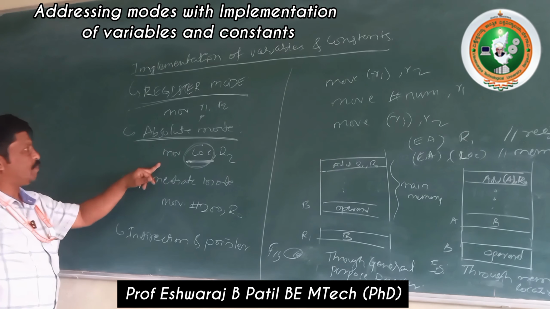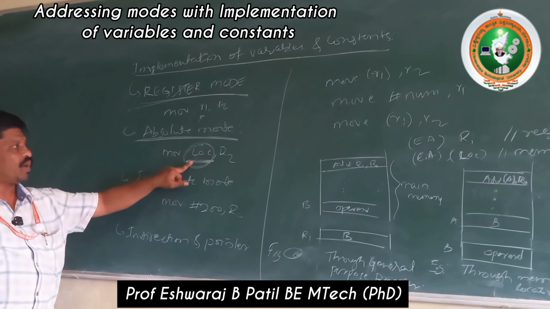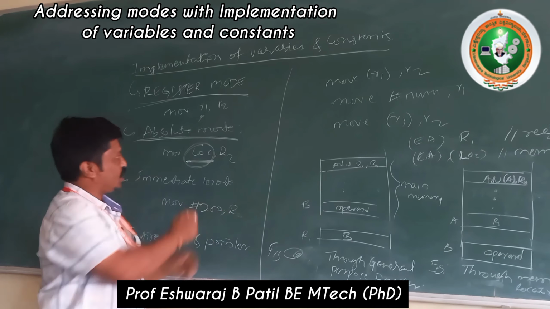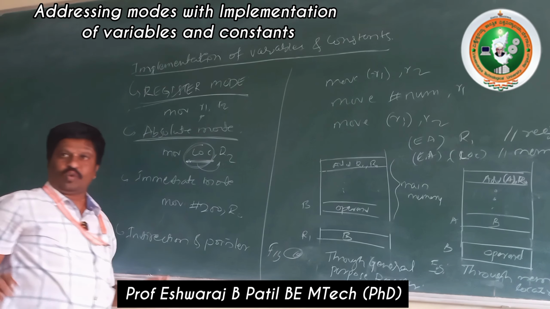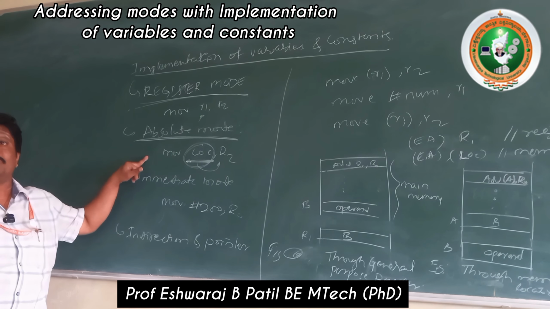This is one example for the absolute mode: the move instruction with the location, comma R2. Here the contents of that particular memory location are copied to the register R2. This is what we call the absolute mode. This is what we call the absolute addressing mode.